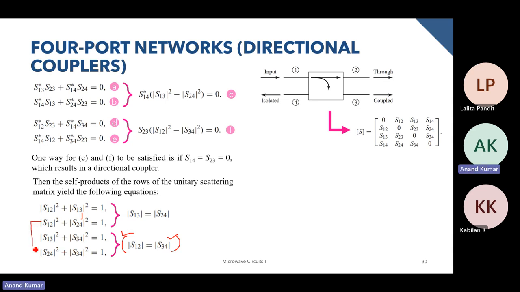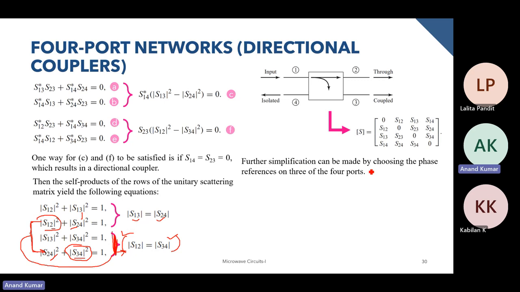If you take just these two expressions, just ignore this particular bracket. So we have S24 over here, and then S12 and S34 over here. And if you compare them, we have S12 equal to S34. Sorry, I just used the wrong brackets for the wrong set of equations. So we have S12 equal to S34 and S13 equal to S24. By using these two equations, you get this.